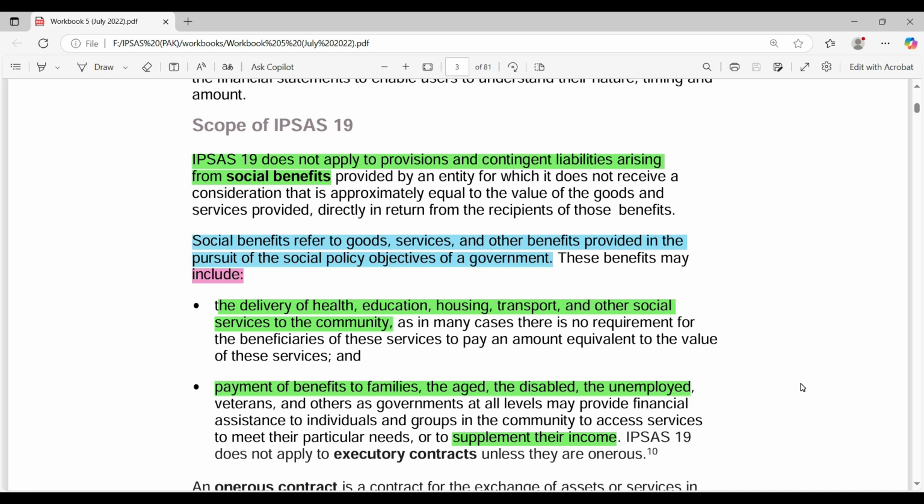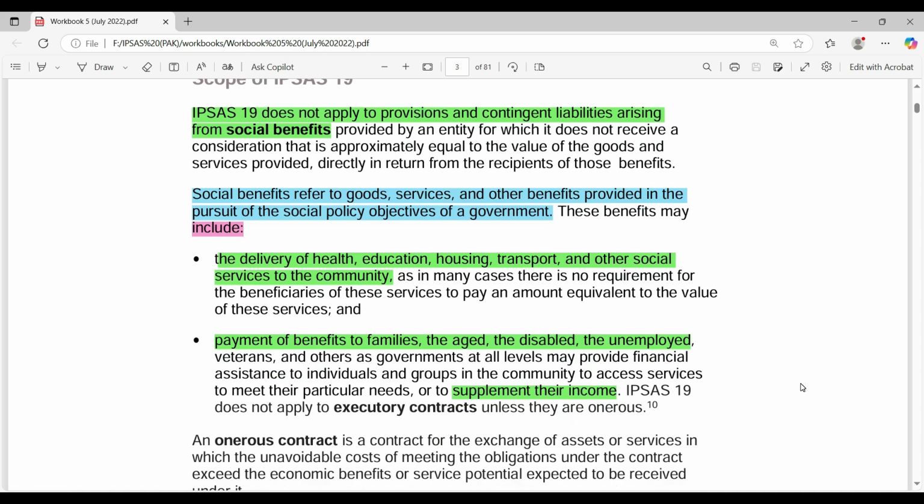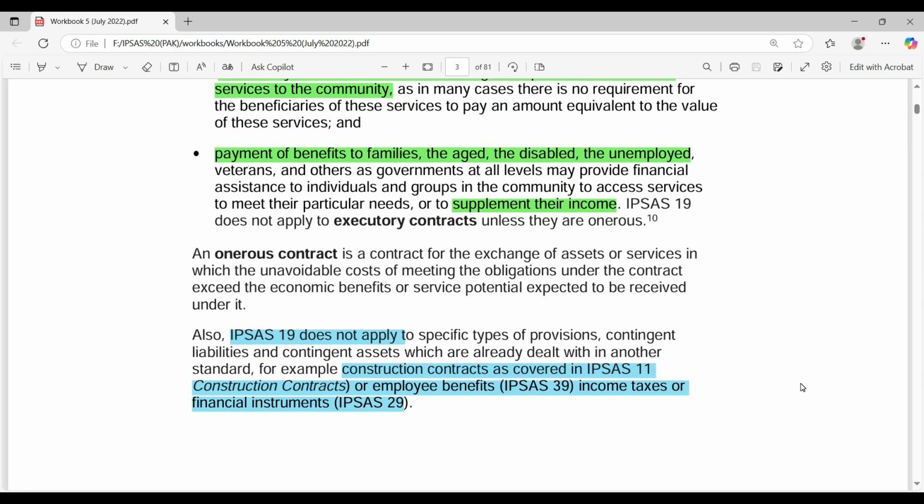Social benefits should be excluded for the study purpose of IPSAS 19. What are social benefits? Social benefits refer to goods, services, and other benefits provided in pursuance of the social policy objectives of a government, like delivery of health, education, housing, transport, and payment of benefits to families, the aged, the disabled, and the unemployed to supplement their incomes.